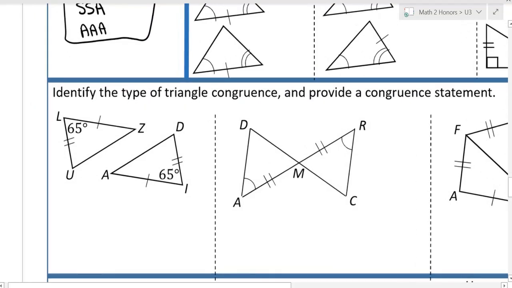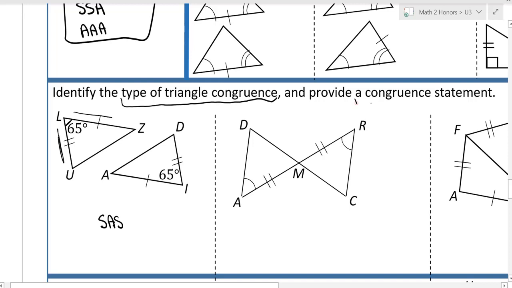So in this first picture here, if you just look at one triangle, you have a side, another side here, and an angle in between. That would follow the pattern side angle side. But you have to make sure it corresponds, and it does. We have 2 hash marks, 1 hash mark, and the 65 in between. So this would be side angle side. Okay, that's the type of triangle congruence.